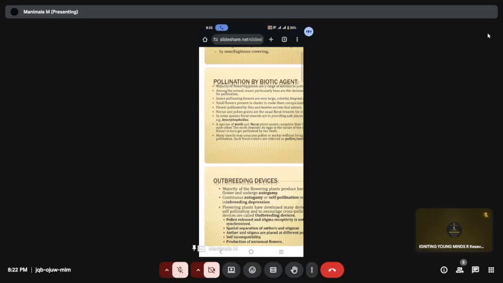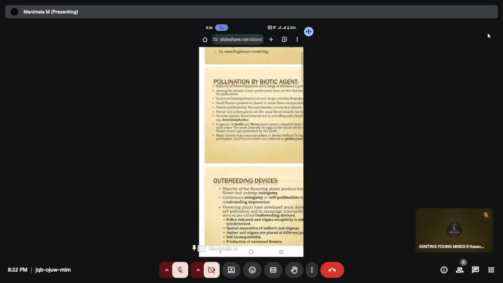Also, to sustain the animals visiting the flower, the flower has to provide rewards to the animals. Nectar and pollen grains are the usual floral rewards. For the insect to come to the flower, it should have some rewards. So the nectar and pollen grains are usually the rewards for the insects. For harvesting these rewards from the flower, the animal visitor comes into contact with the anther and the stigma.